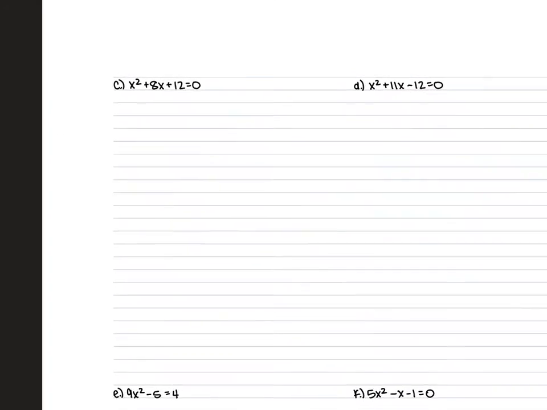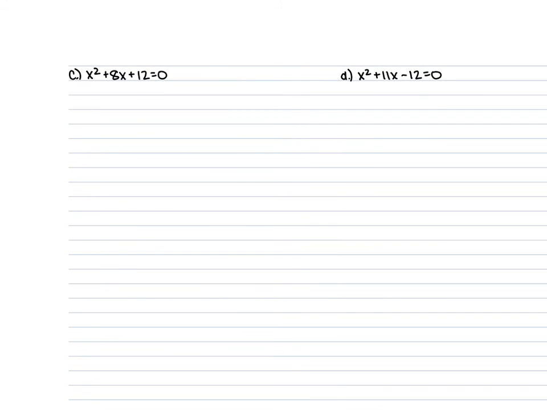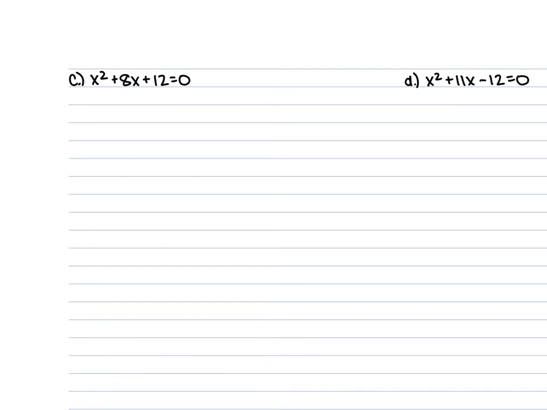For our next example, we have x squared plus 8x plus 12 is equal to 0. Again, with this one, I'm going to see if I can factor first. The 12 has factors of 2 and 6 that add up to be 8. So I'm going to factor this out by doing x plus 2 times x plus 6 is equal to 0.